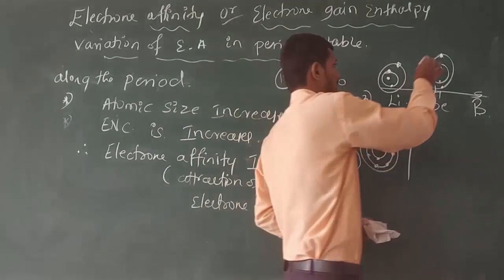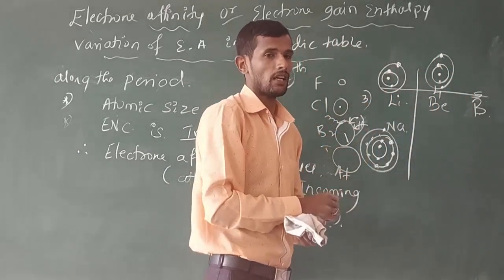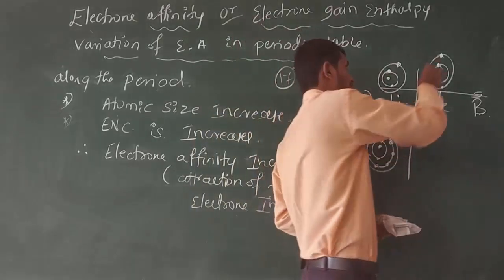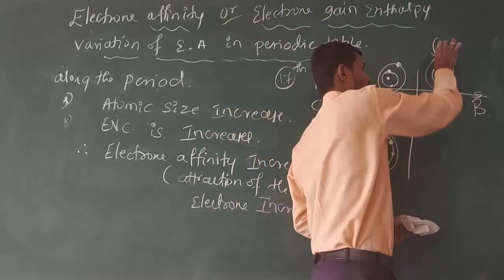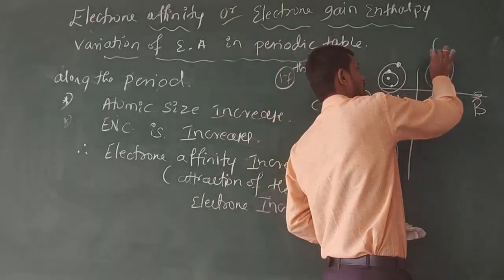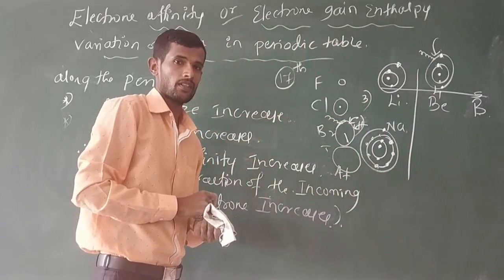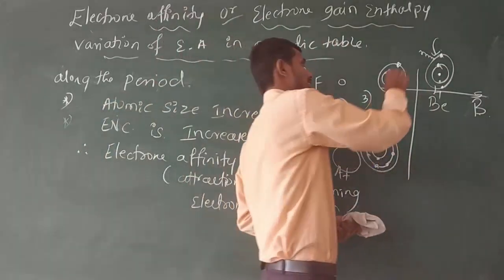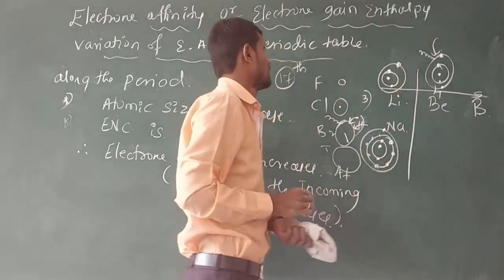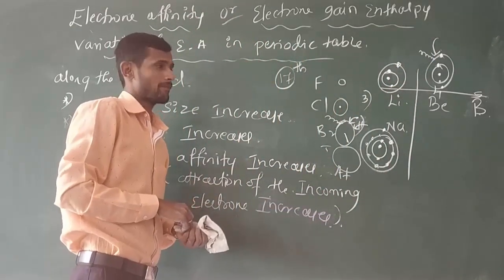At that time the force of attraction is high between the nucleus and the outermost electron. At that time if we add one electron here, then it produces a huge amount of energy. Yes, this energy is nothing but electron affinity or electron gain enthalpy.